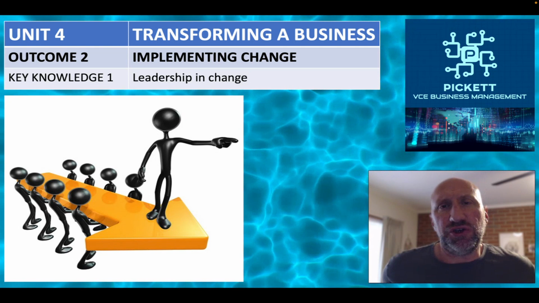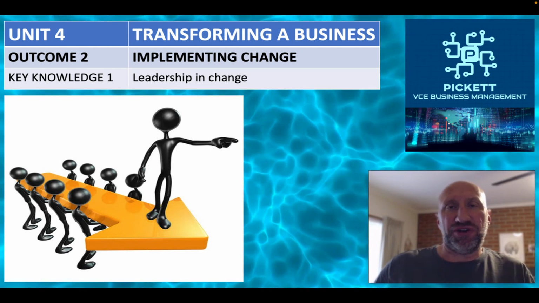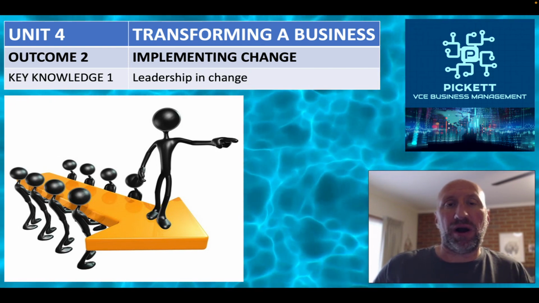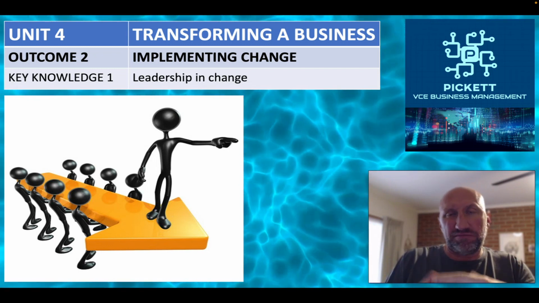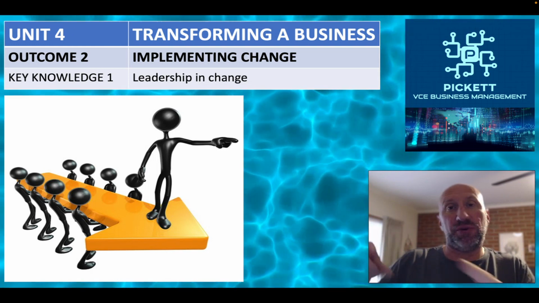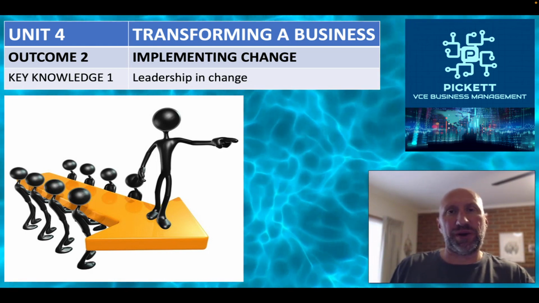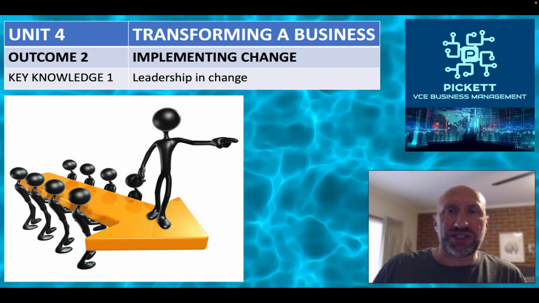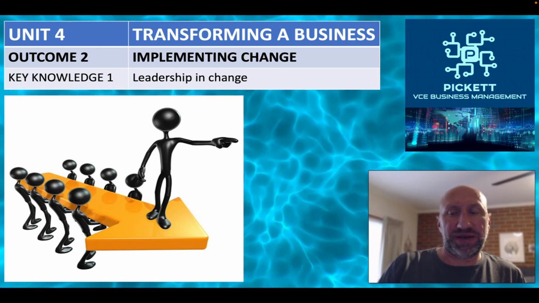So Outcome 2 is all about implementing change. We've been talking about change and the reasons for it and how we identify the need to change through Outcome 1. This whole outcome is all about how managers can take a business through a change process, the order of implementing the actual change. That's where we're going with the 10 key knowledge dot points that we have for this one. We start off with key knowledge 1, which is all about leadership in change.